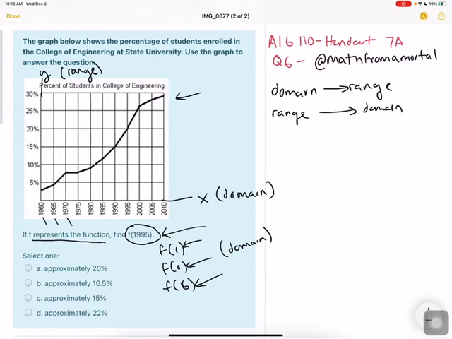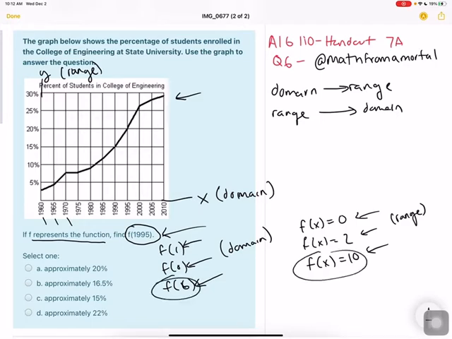If the problem says something like find the value for the domain when the function or the graph f of x equals 0, or when f of x equals 2, or when f of x equals 10, then these numbers that are given here are going to be the ranges, and we're trying to find the domain. Can you see what the difference is between this form and this form? If the number is inside the parentheses, then that is my domain. If the x is inside the parentheses, that is what we're trying to find, so this number is going to be the range, or the y value.